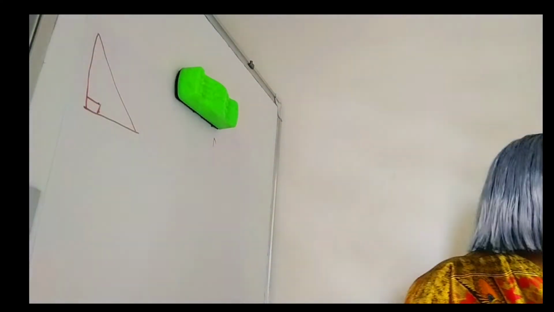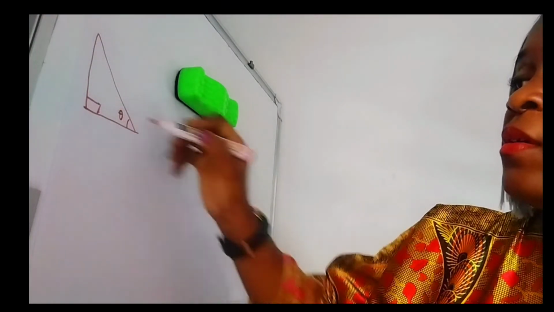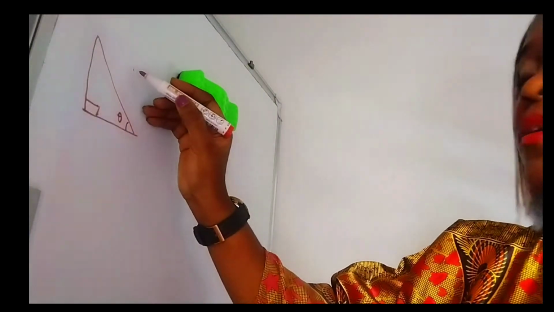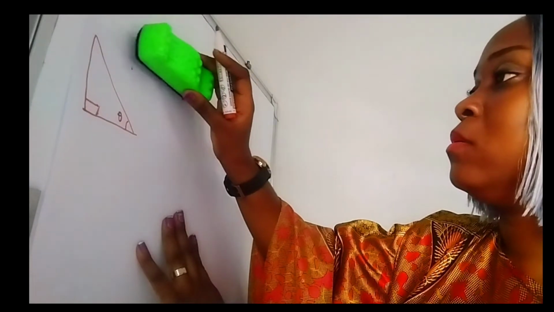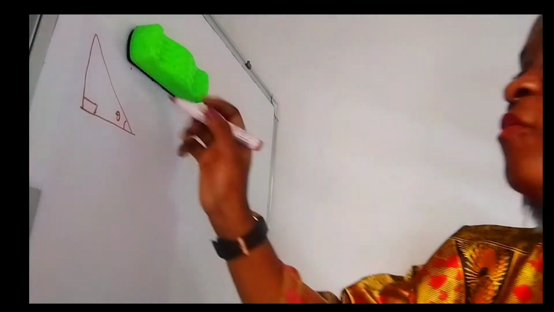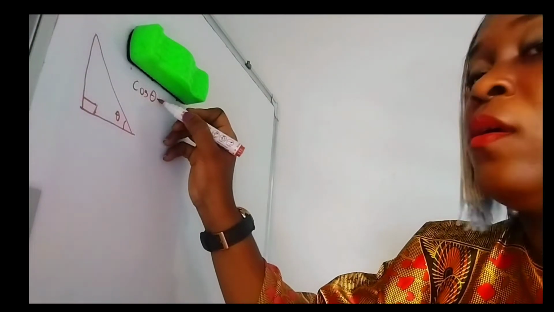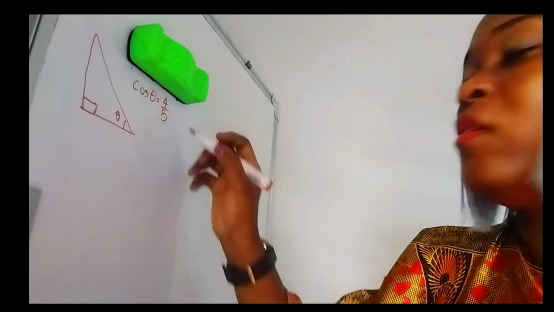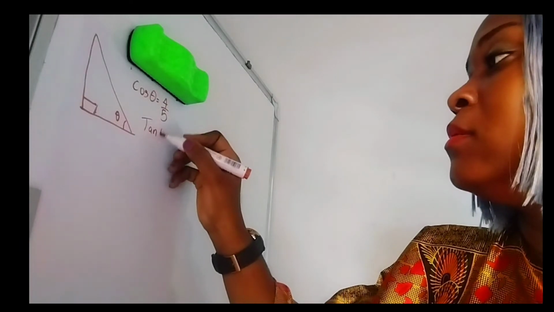Then we'll assume that this angle is theta. The question says, if cos theta equals 4/5, find tan theta.